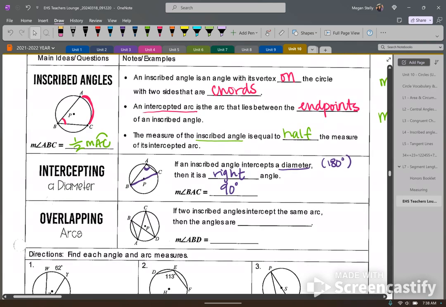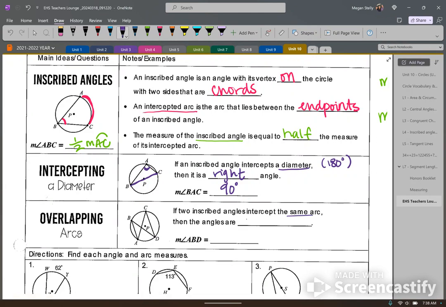If two inscribed angles intercept the same arc, then the angles are congruent. Okay, so for example, angle ABD, so B, the middle letter right here, is intercepting the arc from A to D. Well, from A to D is also intercepting this angle, ACD. So those two angles would be congruent.